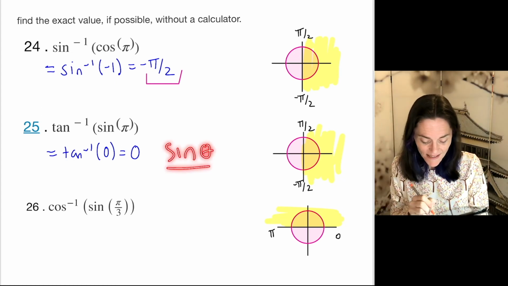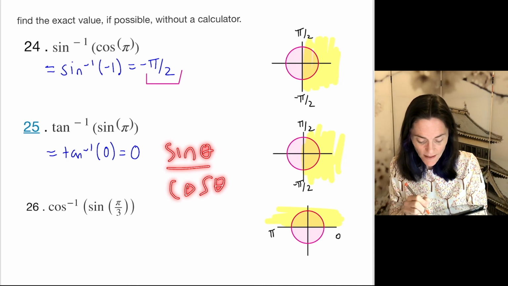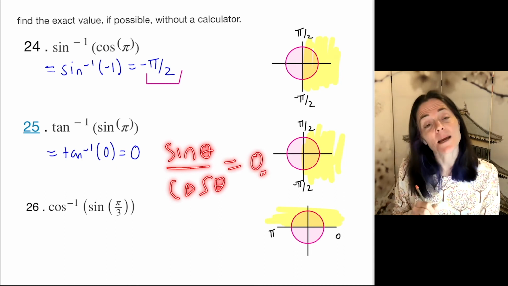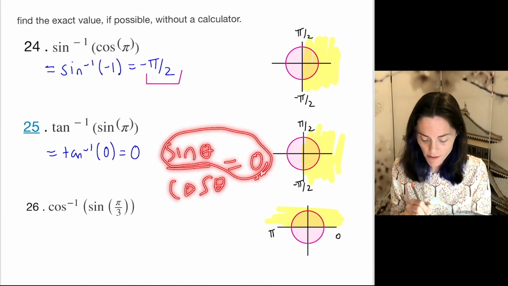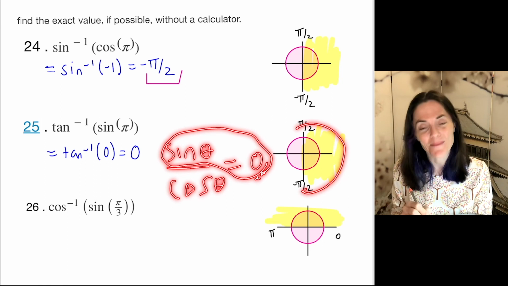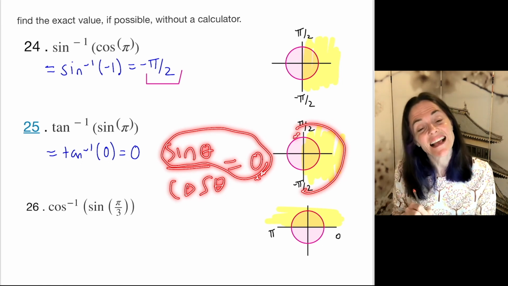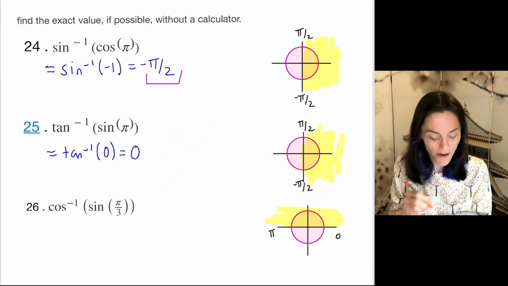Let's write it. Sine over cosine should be 0. Well, the only time a fraction is 0 is when the numerator is. So this will give us the sine is 0. And we are between minus pi over 2 and pi over 2. This is how we see the angle must be 0.